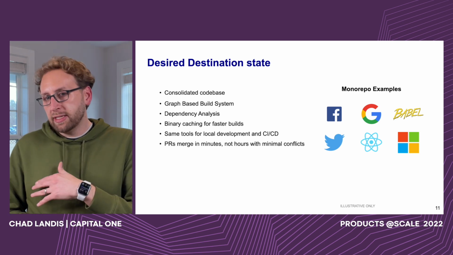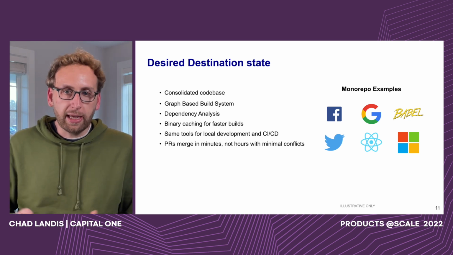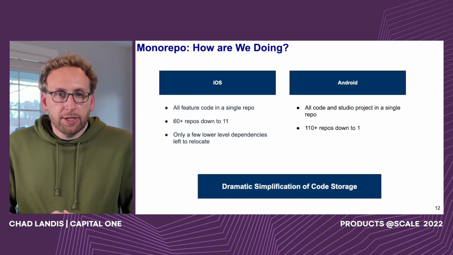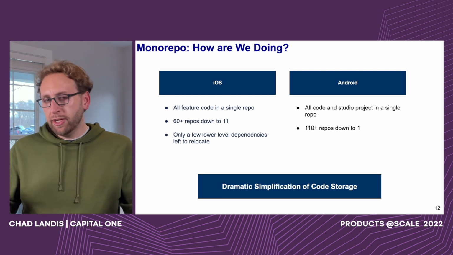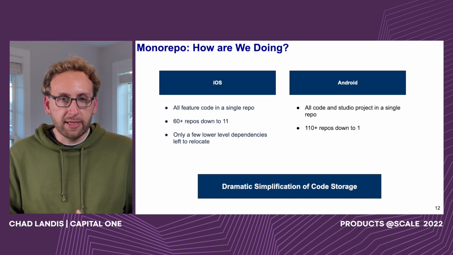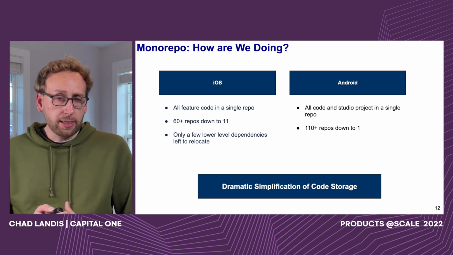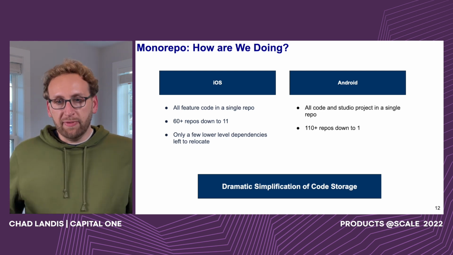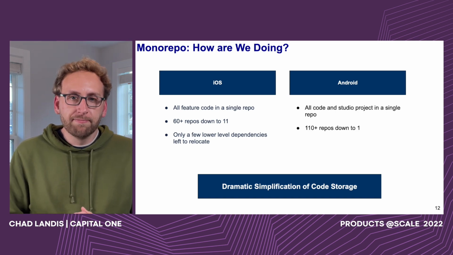And then this simplifies the refactoring story. It simplifies the dependency upgrade story, as well as making it a lot easier to move around and contribute in the code base. So on the iOS side, we've gone from 60 down to basically 11. All the actual feature code is really in one repository, though. We have a couple last ones hanging around, lower dependencies, and those will be moving in over the next couple of months. On the Android side, this work is basically done. We've gone from 110 down to 1. And it's been a dramatic simplification of our storage, and it unlocks a few more things to come.